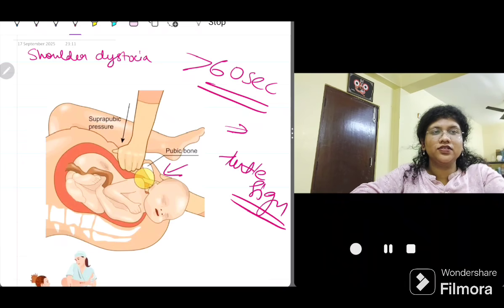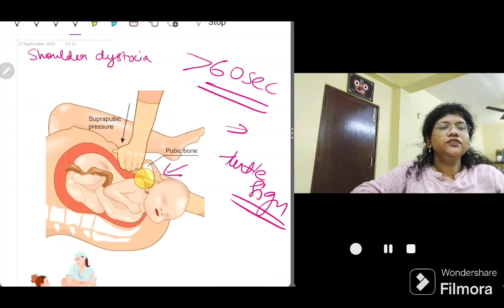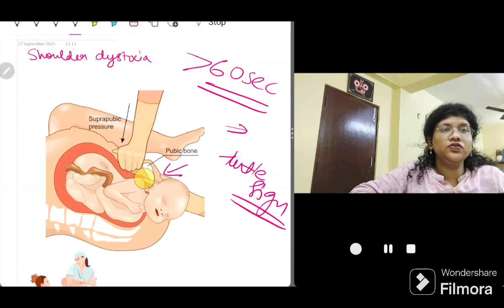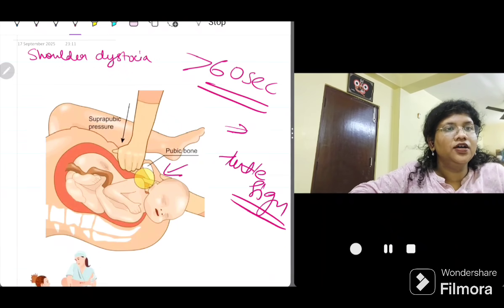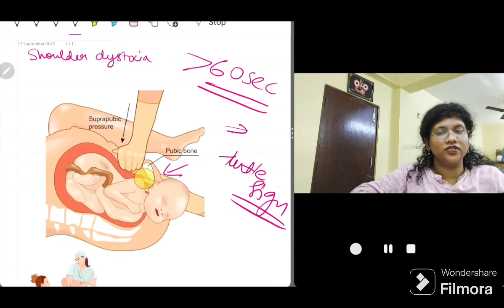Now these are the risk factors which can lead to shoulder dystocia, and when you are dealing with such cases you have to be very alert. Remember that once you diagnose shoulder dystocia, you have to tell the mother to stop pushing, because bearing down can even further aggravate the shoulder dystocia.